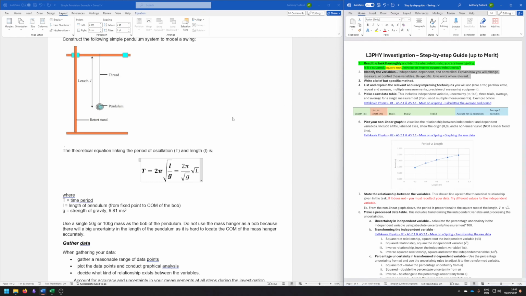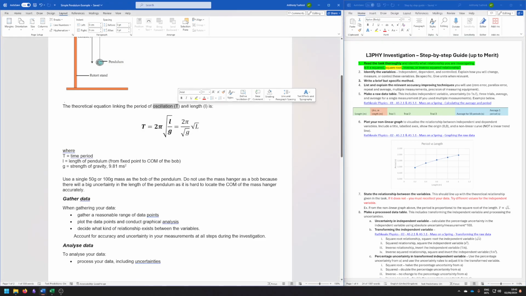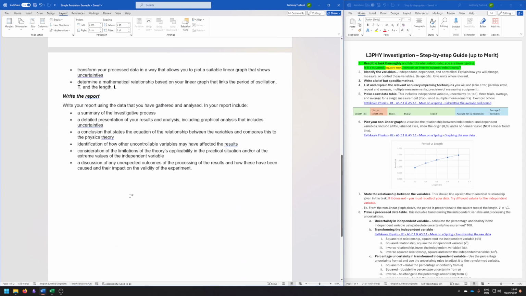Great. Part 2, identify the variables. So looking at this, we are given time period of oscillation and length, right? Those are our variables. So we are changing length, independent variable. We are measuring time period, dependent variable. So let's just write a quick scaffold. So we've read the task, now we've got our variables. So we have independent, dependent, and of course our controlled variables.